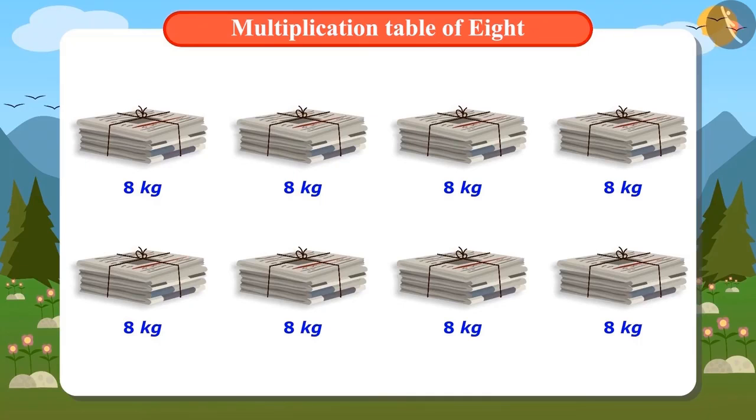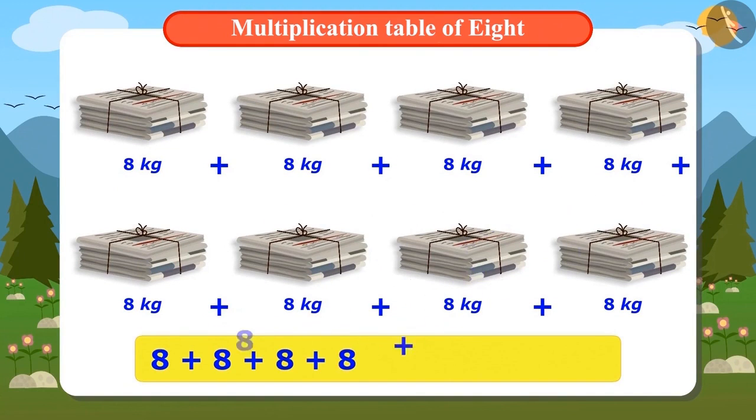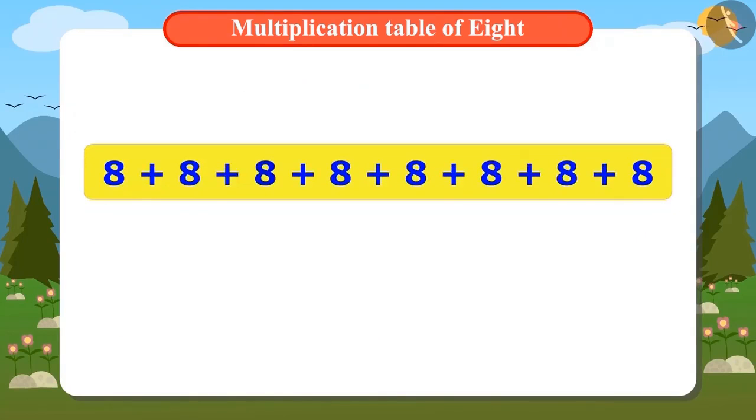To find out how many kilograms of newspaper are there, we add the weight of all the newspapers. That is, let's add 8 times 8. This way 8 has to be added 8 times. Can you suggest an easy way to solve this? Adding 8 times 8 will give us the same answer as multiplying 8 by 8.